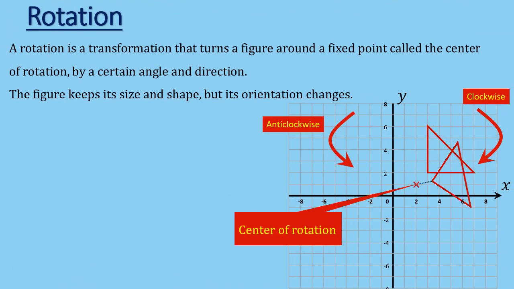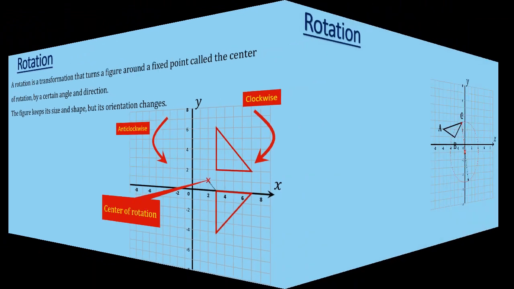Let us begin by defining the rotation transformation. A rotation is a transformation that turns a figure around a fixed point called the center of rotation, by a certain angle and direction. The figure keeps its size and shape, but its orientation changes.